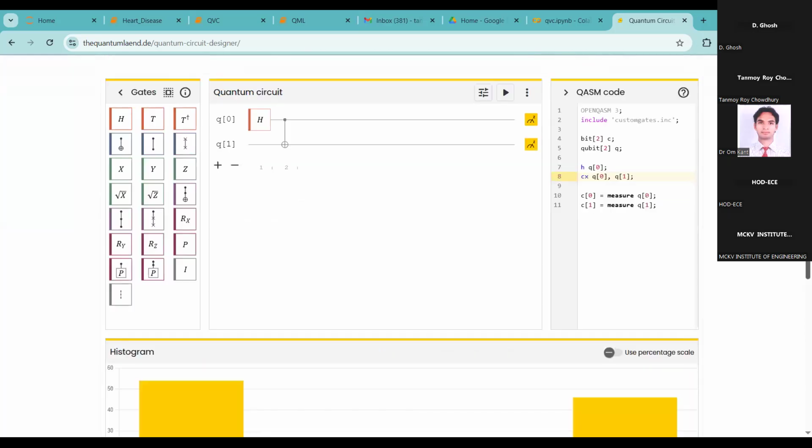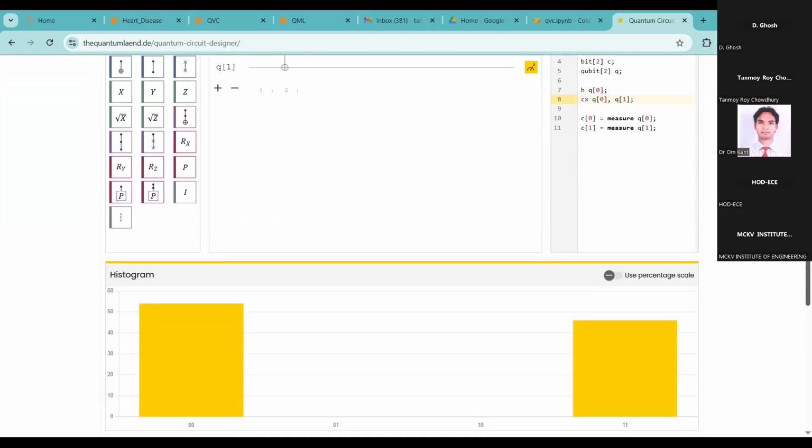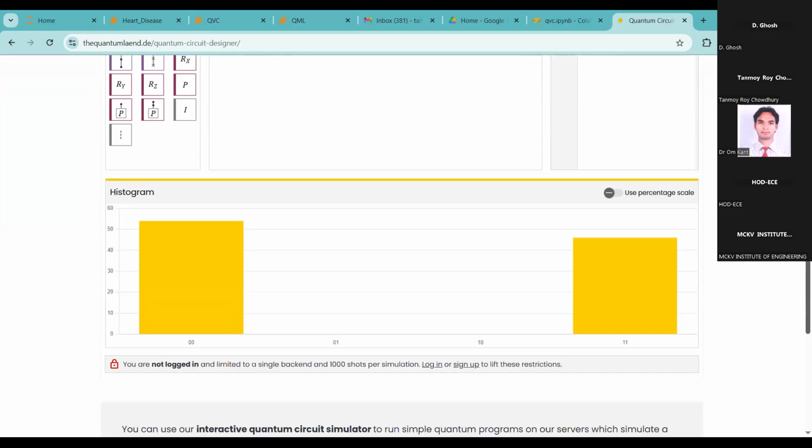There are 2 qubits. It can be 0, 0. It can be 0, 1. It can be 1, 0. And it can be 1, 1. But if I create this circuit and I measure both the qubits, qubit 1 and qubit 2, what is the histogram that I'm getting? I'm getting a histogram of 0, 0 and a histogram of 1, 1. There is 0 probability of getting 0, 1 and 1, 0.